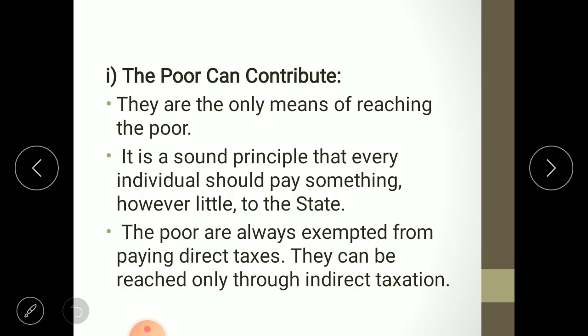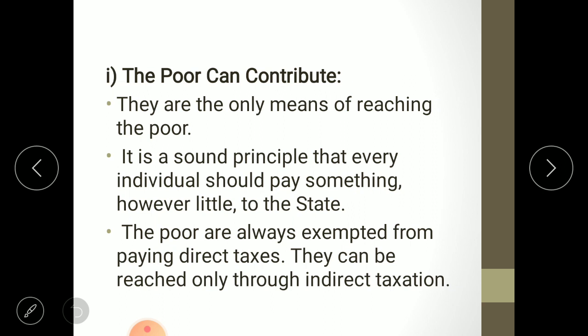The first advantage is the poor can contribute. In case of direct taxes, as I told you, income tax is the classic example of direct tax, and in income tax, poor are exempted because they are having a low income. But in case of indirect tax, everyone has to pay the tax because they are purchasing commodities. So in direct taxes, poor cannot get a chance to contribute, but in case of indirect taxes, poor can get a chance to contribute.